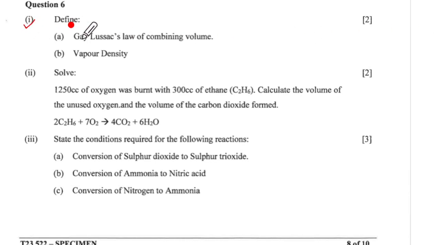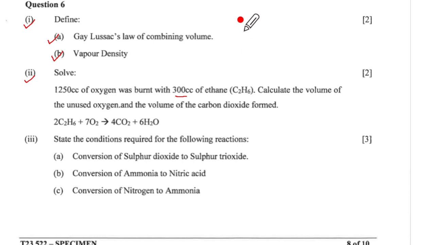Now question number 6, define. Now you need to learn Gay-Lussac's law and also vapor density. Just learn this up by heart, okay? Now second one is solve. So we have 1250 cc of oxygen was burnt with 300 cc of ethane. Calculate the volume of the unused oxygen and the volume of the carbon dioxide formed.